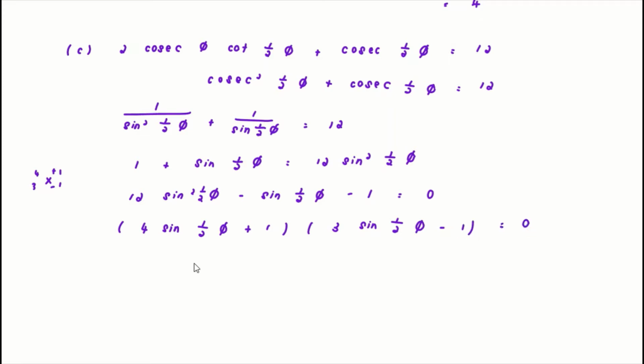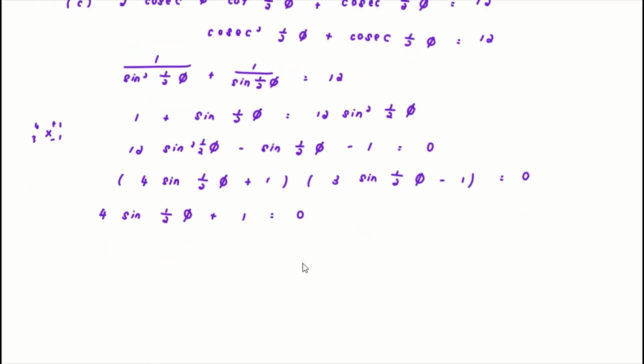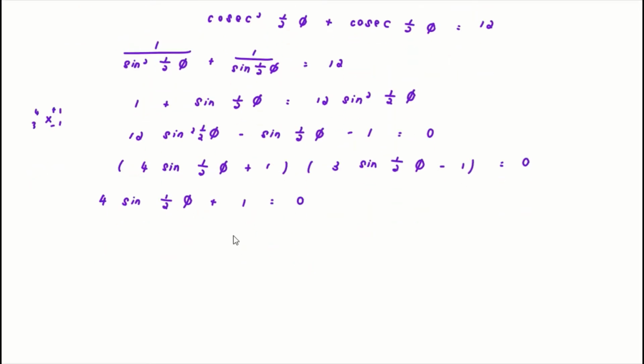Okay, so now we can solve it. So which means in this case, we will have sin(θ/2). Let's copy the whole thing first. Plus 1 equals to 0. Okay, so let's solve one by one maybe. So in this case, we have sin(θ/2) equal to negative 1 over 4.